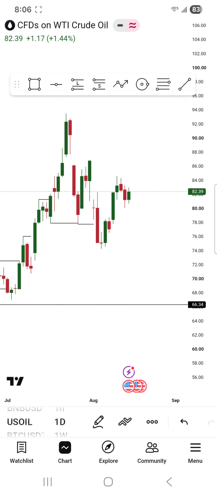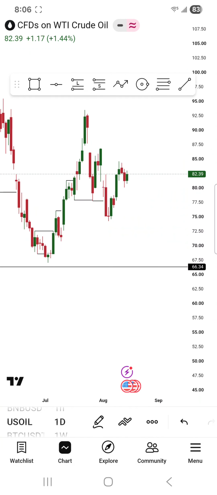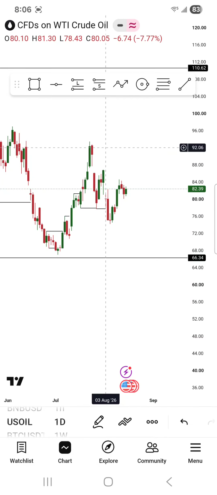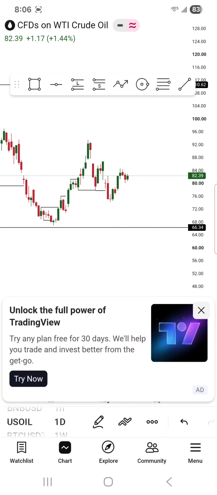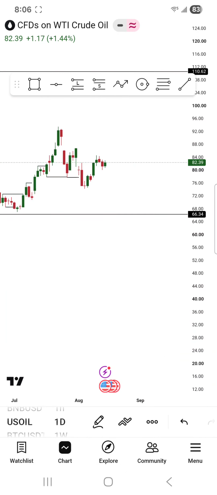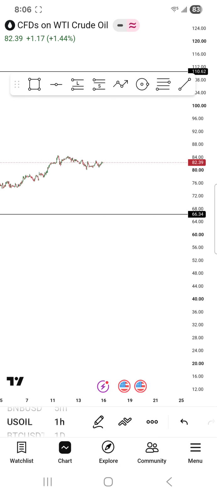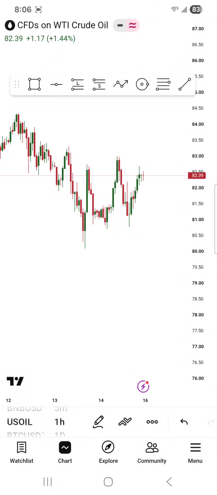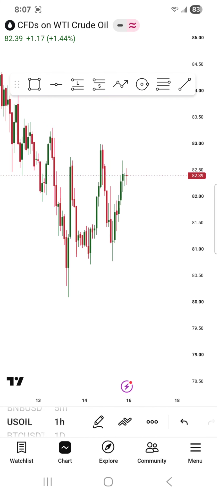Okay, so now that we have our bias telling us that this market is bearish, this is the move here. So now that we are bearish, we simply go to the 1 hour time frame to mark out our point of interest, and our point of interest will be a bearish order block. A bearish order block, guys.